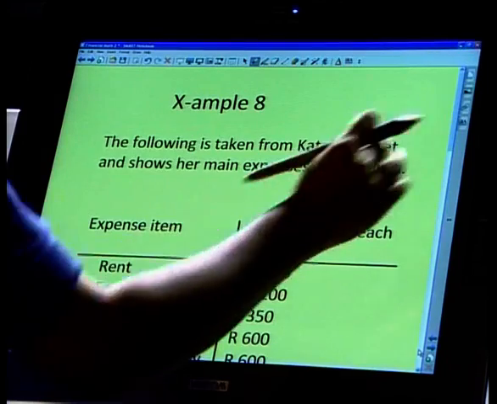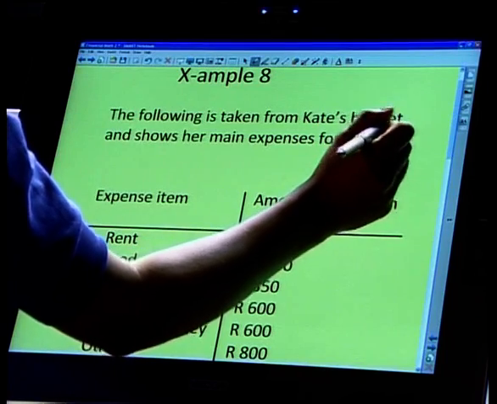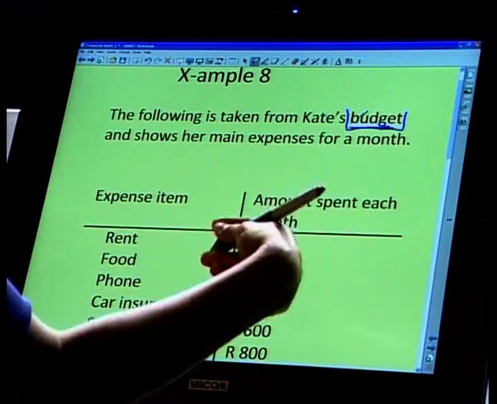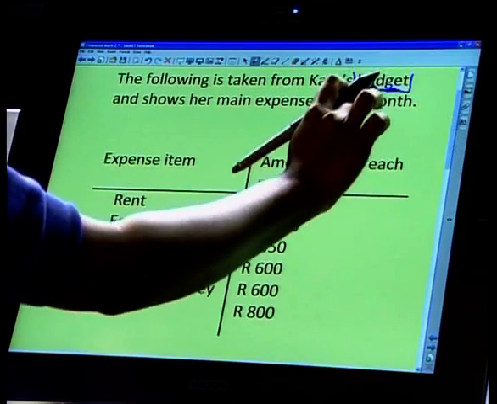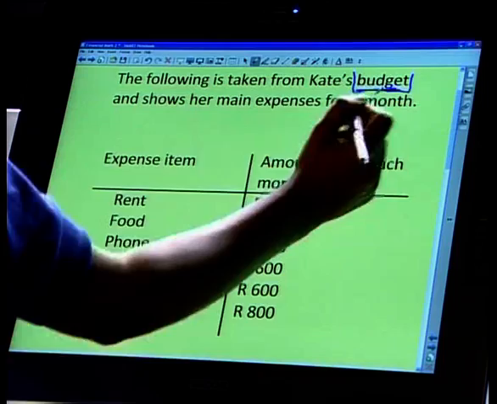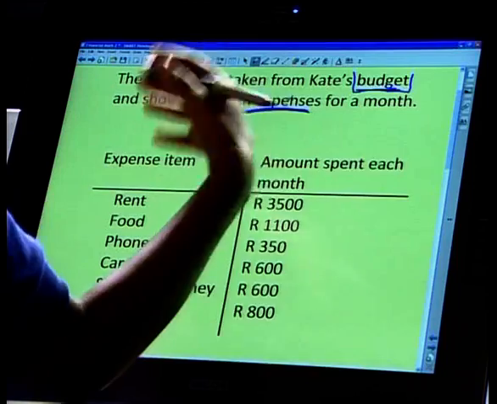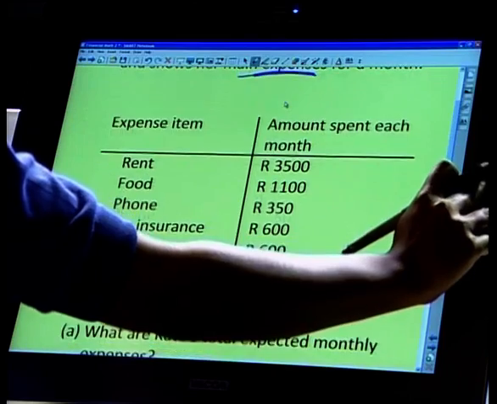Guys, we're going to look at now the last example on inflation. This is example 8. We are told that the following is taken from Kate's budget. Remember, a budget shows your expected income and your expected expenses. So that's what you think is going to happen, but it might not necessarily happen. A budget is just a guideline. This shows her main expenses, so the things she's going to pay for, all the costs she's going to take into account for a month.